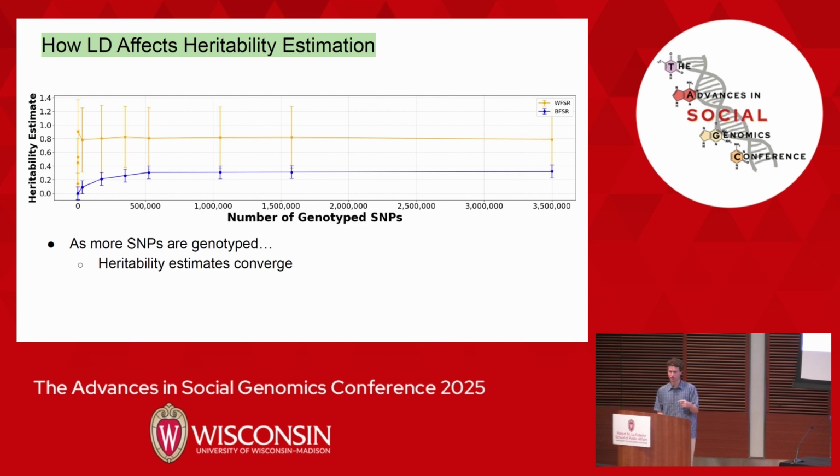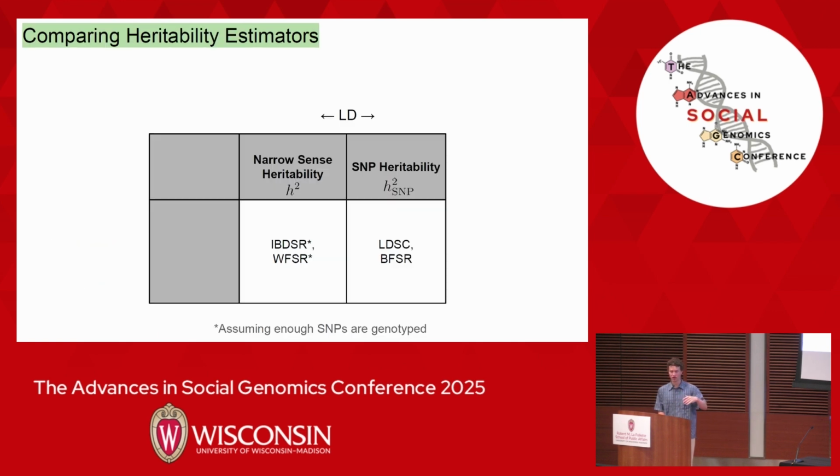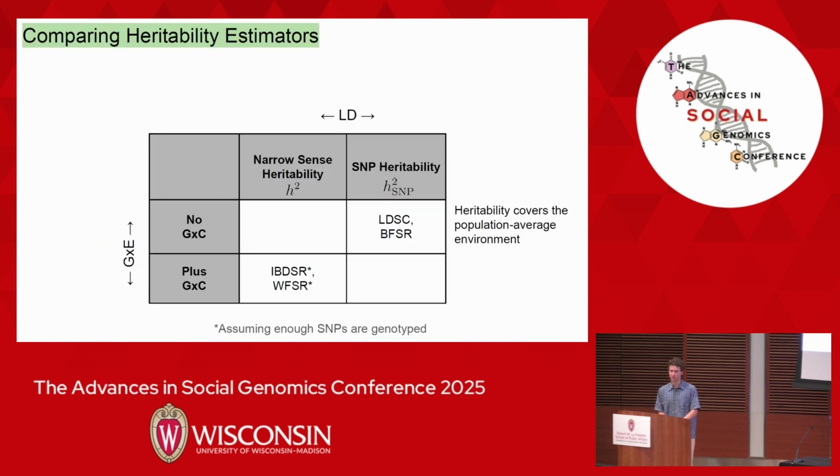As more SNPs are genotyped, these estimates converge somewhat, but differences may persist if there's non-genotyped rare variation within a family, and also due to gene-environment interactions that may differ within a family versus across a population. Differences in the gene-environment interactions would also add another dimension that separates these classes of estimators. Heritability is typically focused on the average across the population, so there are no common gene-environment interactions being picked up here within a family.